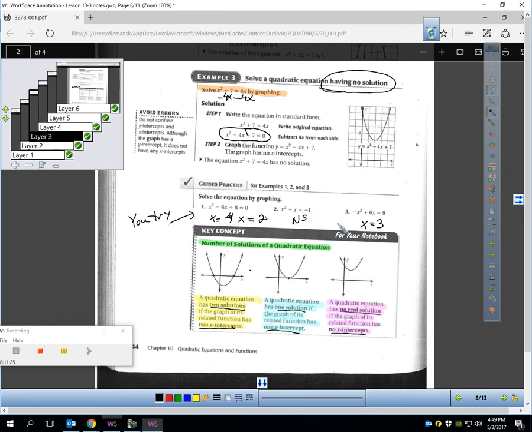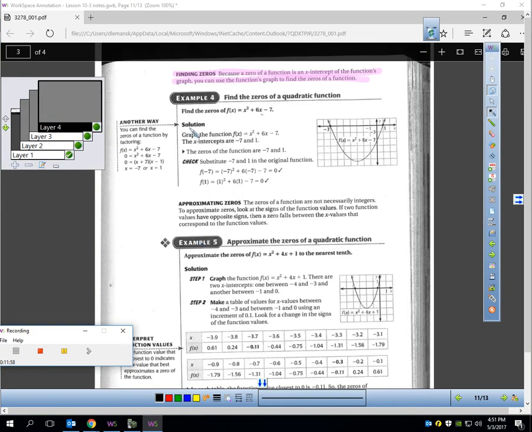And then number 3, the parabola only touched the x-axis in 1 place, x equals 3. You only get 1 solution here. So again, number 1, your parabola should have touched in 2 places at 4 and 2, no solution in 2, 1 solution, 3, in question 3.